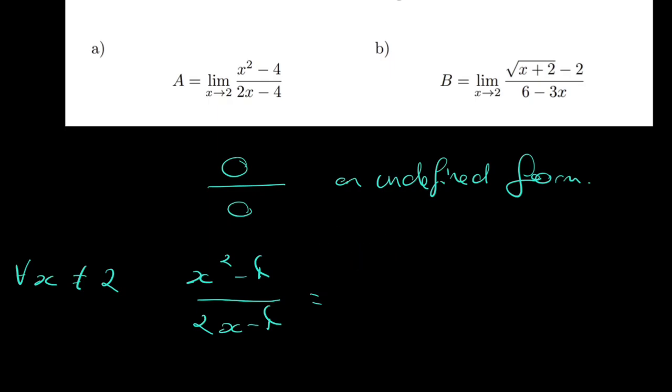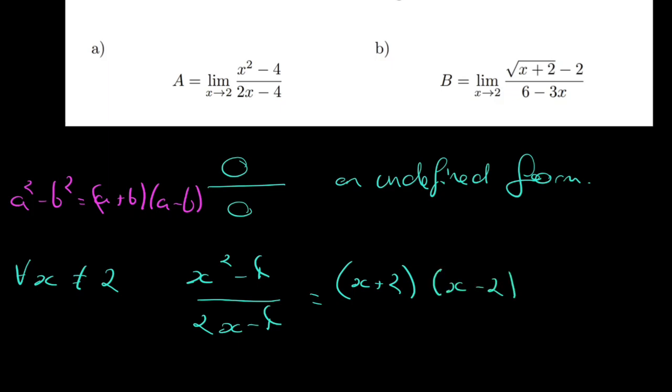We see that at the top we have an identity. Let's remember that a squared minus b squared is equal to a plus b times a minus b. Here we have the same thing with x and 2. This is equal to x plus 2 times x minus 2, because we can see 4 as 2 squared. And at the bottom, because we want to make appear some x minus 2, this is equal to 2 times x minus 2 as well.